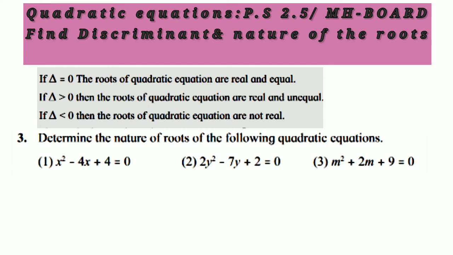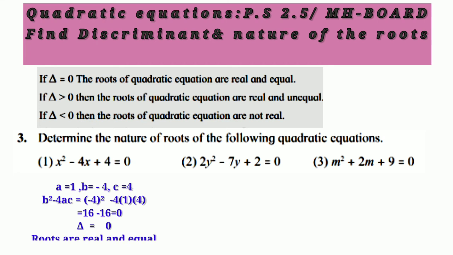The first equation is x square minus 4x plus 4 equals 0. Here a is equal to 1, b is equal to minus 4, c equals 4. b square minus 4ac, that is our discriminant, is equal to minus 4 square minus 4 into 1 into 4, which is 16 minus 16, that is 0. So the value of the discriminant is 0. Roots are real and equal.